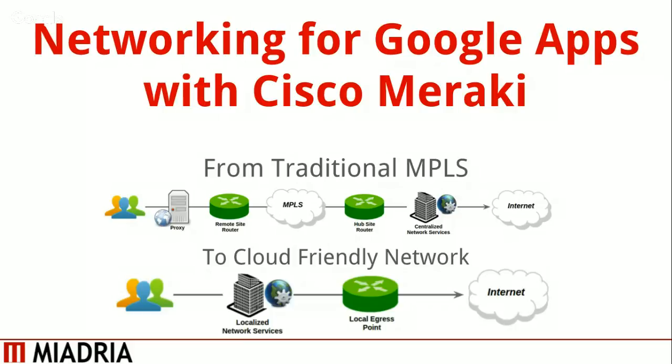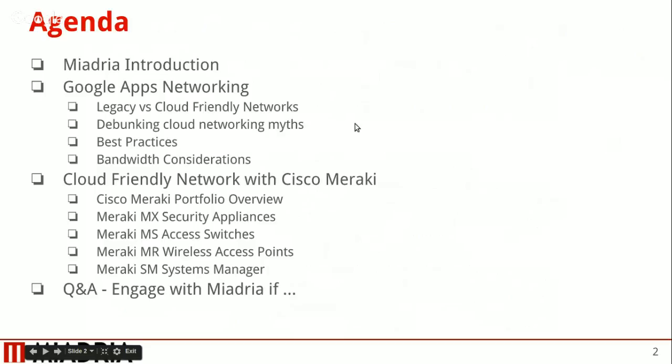Let me go shortly through the agenda. Today I'm going to introduce Miadria as a cloud broker, what we do, what our portfolio is, then give a Google Apps networking overview, how you can migrate from legacy network infrastructure to a cloud-friendly networking solution, and we are also going to discuss the Meraki portfolio and how and why you would choose to use cloud networking from Cisco Meraki.